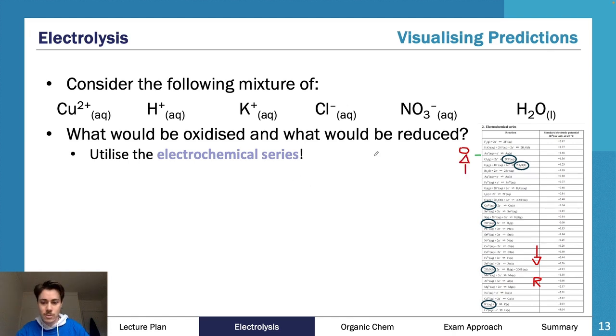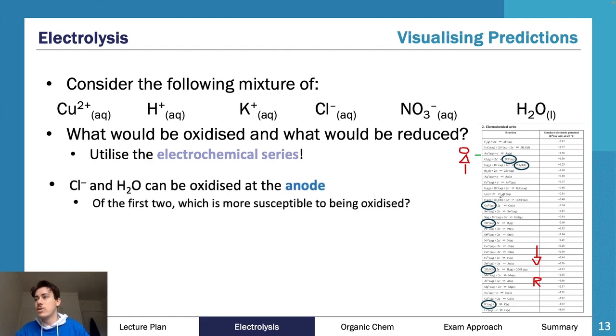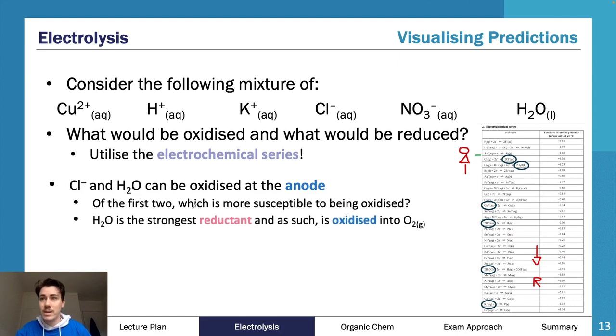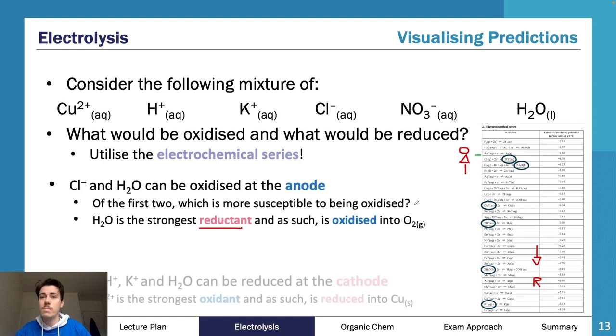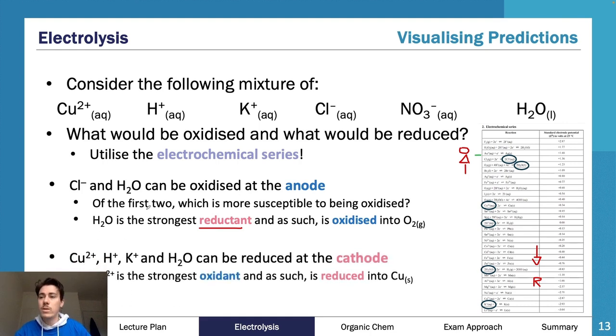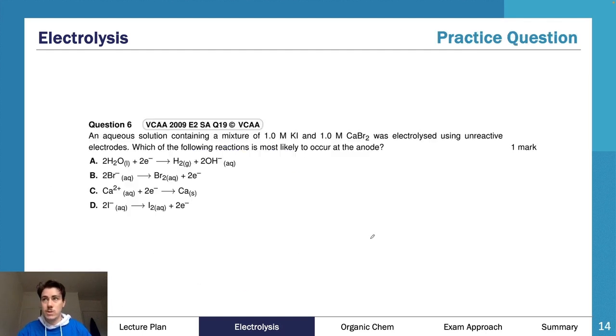So reductants on the right, oxidants on the left. If we work off that theory, the copper, the Cl minus and the O2 can be oxidized because they're both on the right. But which of these two is the most susceptible to being oxidized? Well, that's going to be the water, because the water is the strongest reductant, and therefore it's going to be oxidized into O2. On the flip side, all of these things can be reduced because they're on the left, but the Cu2+ is the strongest oxidant, so it will be reduced.